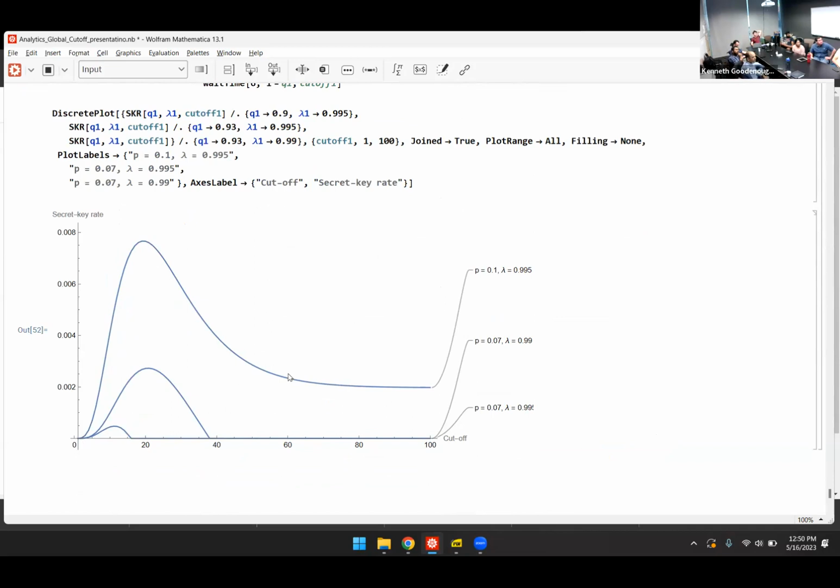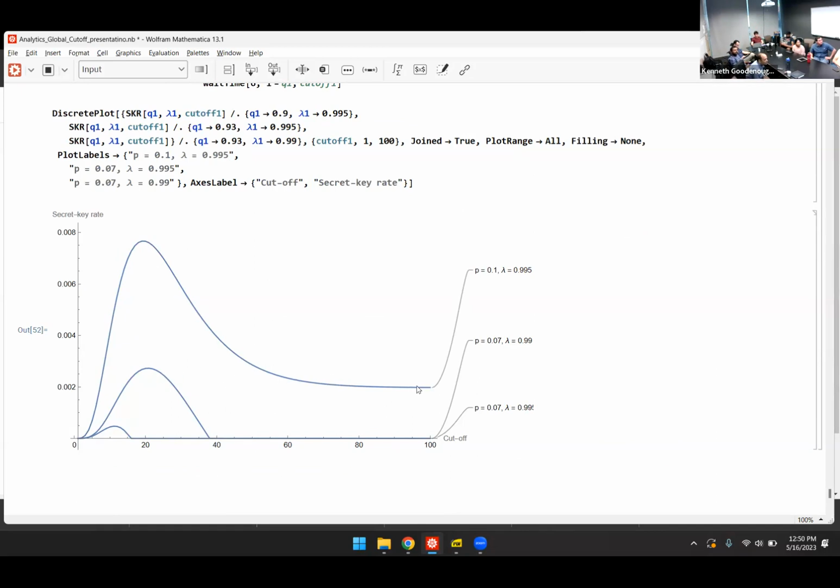Yeah, in previous projects, I used a little more complicated stuff like the state stuff, but that's fine. That's easy. And so here, for several different values of the success probability P and the lambda parameter, I show the secret key rate as a function of this cutoff.